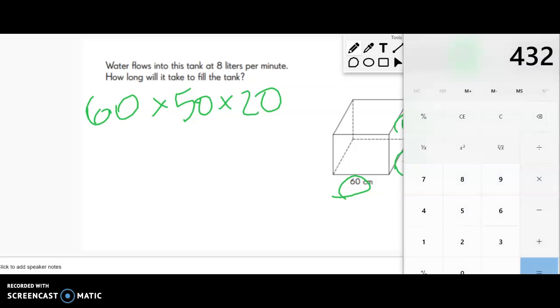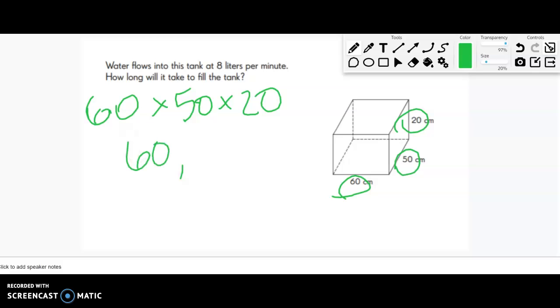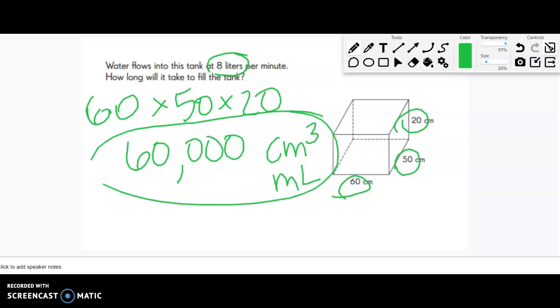Do it by hand or pull out your calculator. 60 times 50 times 20. 60,000. Now, this is 60,000 cubic centimeters, which is the same thing as 60,000 milliliters. Notice it tells me that it flows in at 8 liters per minute. So we want to know what this is in liters, because we want it to be the same unit. 1,000 milliliters equals 1 liter. So I know 60,000 milliliters is 60 liters.